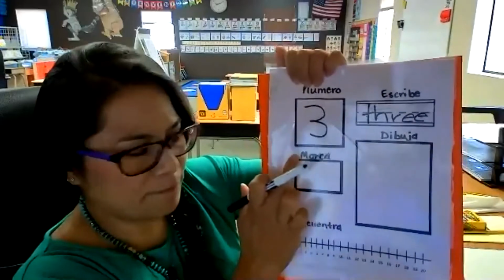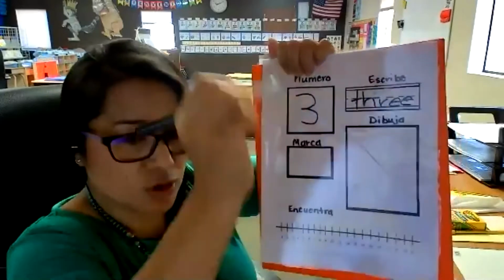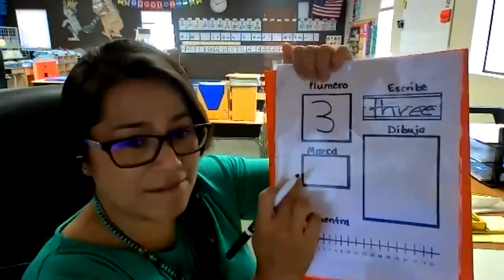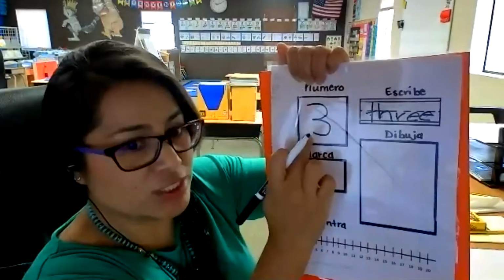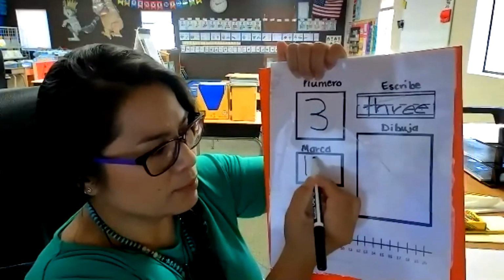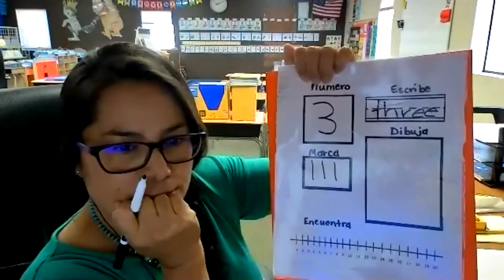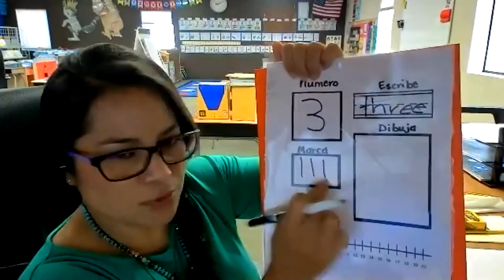Next, we're going to do what? We're going to tally it, right? And we count as we draw the lines to make sure we have that number right here, which is number 3. Here we go. 1, 2, 3. There. I have 3 tallies. 1, 2, 3.